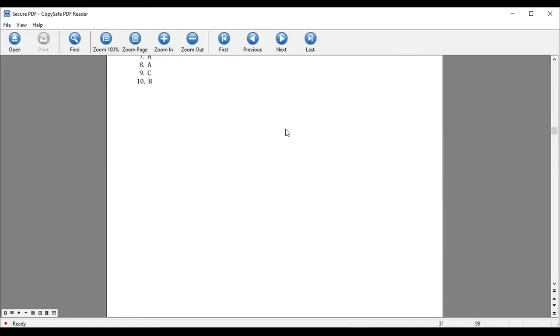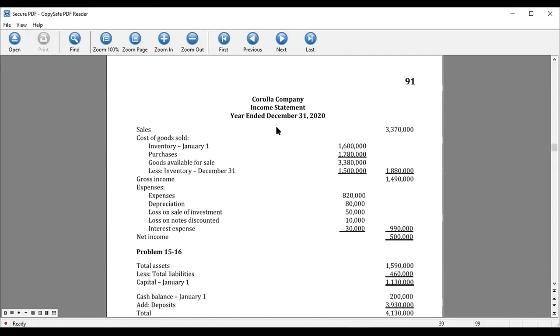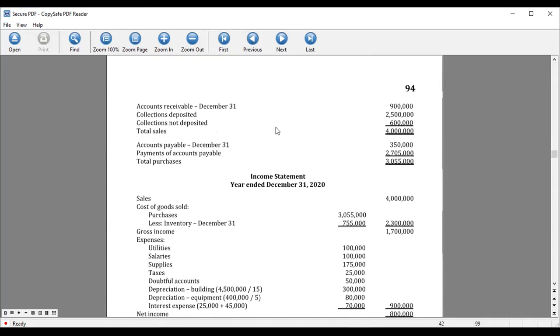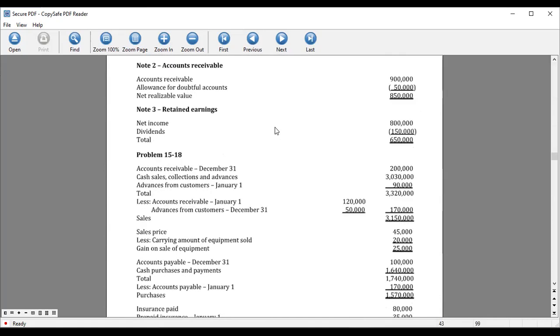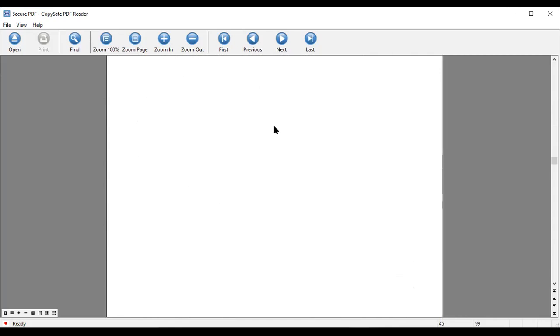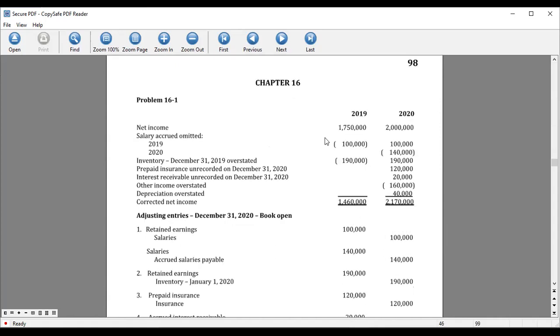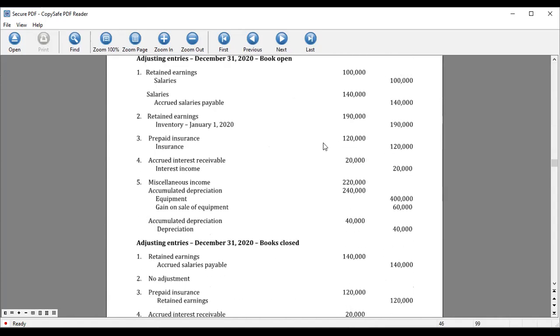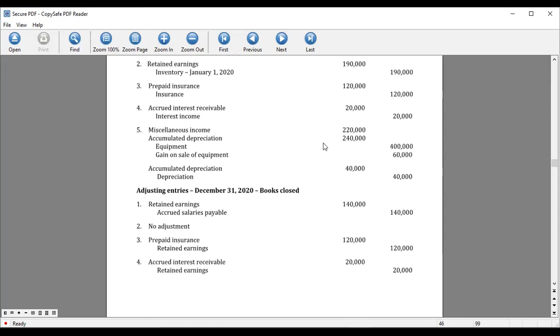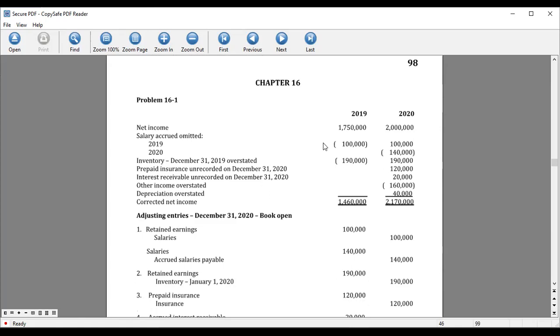Now, when we talk about books are still open, in other words, we have not yet closed the nominal accounts to expense and revenue summary, or revenue and expense summary, or profit and loss summary. So meaning we have not yet closed the accounts. So in chapter 16, first we have this worksheet, and then second we have the adjusting entries on December 31, with two assumptions, the books are still open and closed.